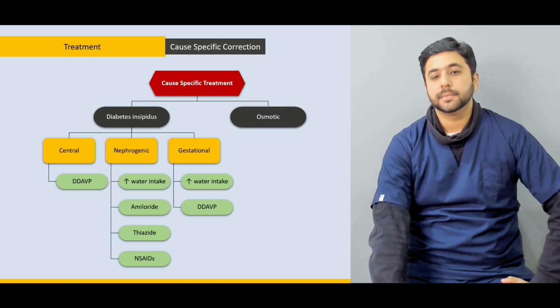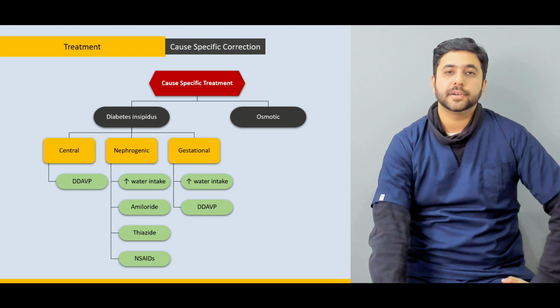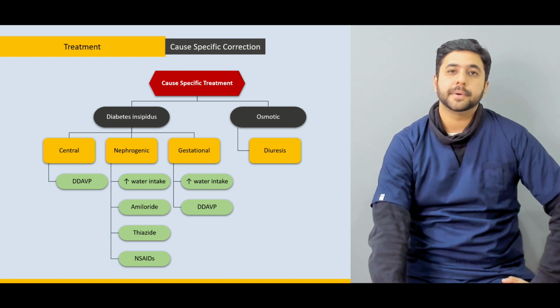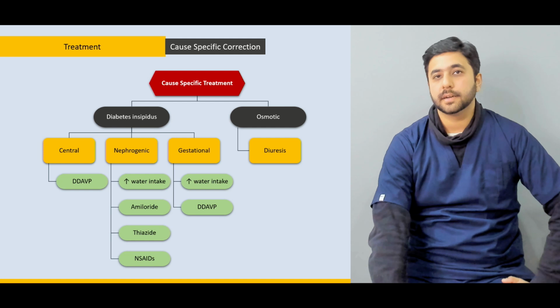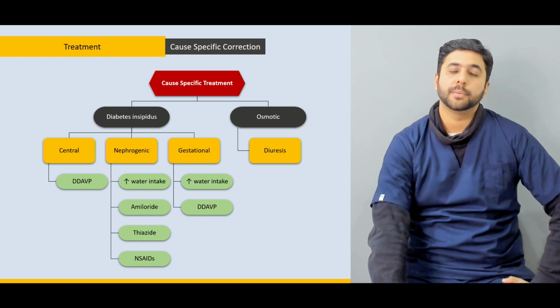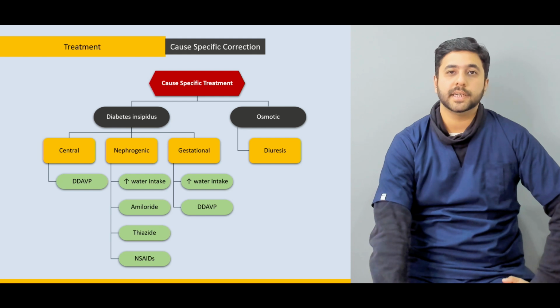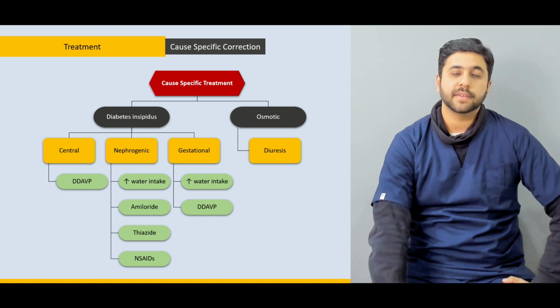Now, if the problem of hypernatremia arises because of osmotic abnormalities like osmotic diuresis, then in those conditions, especially, we have to get rid of the solutes that are causing it. For example, if this osmotic diuresis is because of hyperglycemia, then we can make the patient normoglycemic. We correct the plasma glucose concentration. If the patient is having DKA or diabetic ketoacidosis, we get rid of the ketones. We give the patient insulin. We give the patient fluids.